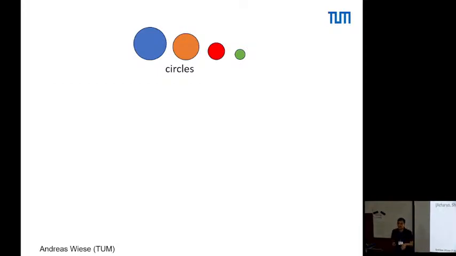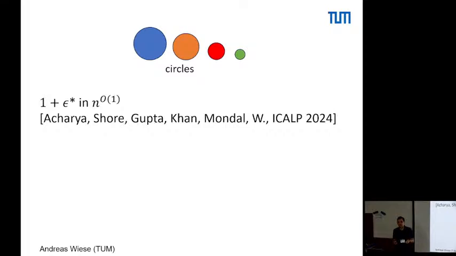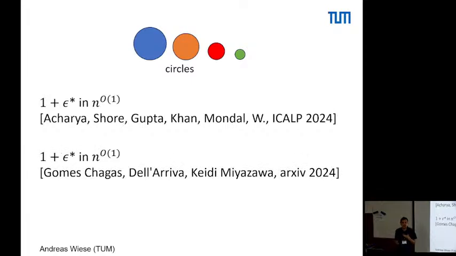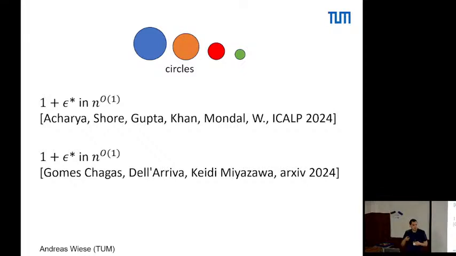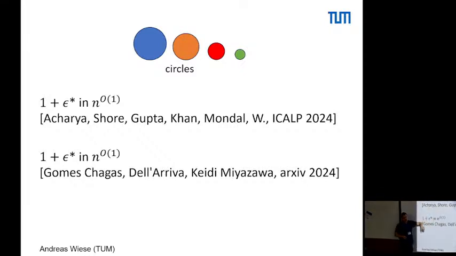And if you put this together, this gives you a 1 plus epsilon approximation algorithm in polynomial time. And I would like to share with you that the same result was obtained independently by Gomes, Chagas, De La Riva, and Kelly Miyazawa, also in this year. What is this asterisk? This asterisk is there because for the large circles, we do not know their precise placement, but can only guess that it's up to this error bit of this bounding box.